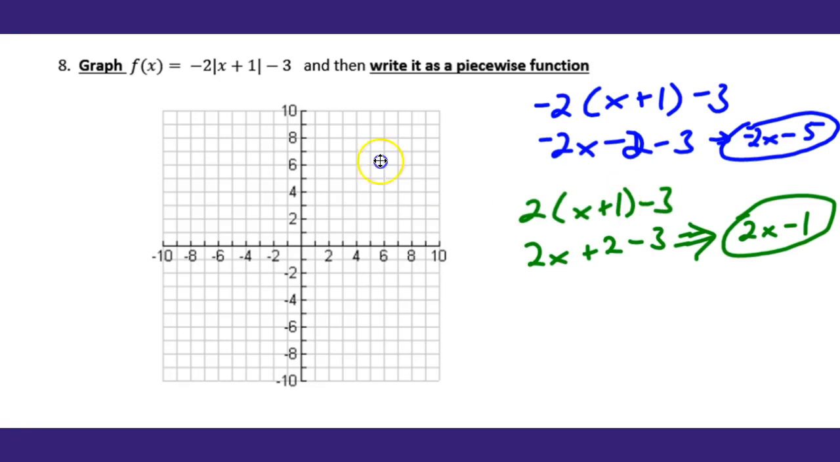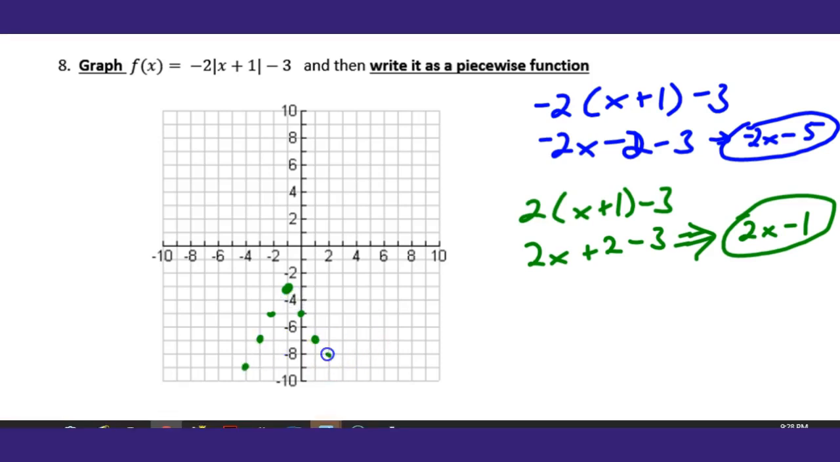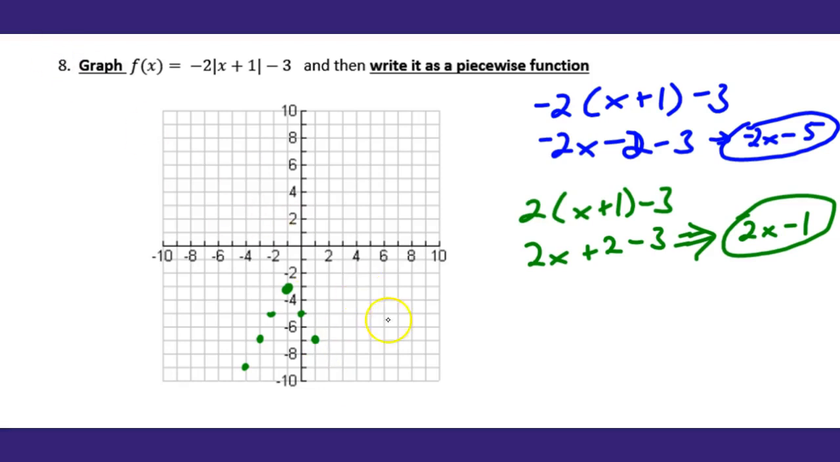Now, using this, we're going to put our vertex on here real quick. Our vertex is at negative 1, negative 3. Right there, there's our vertex. And it opens down because of the negative right here. Bad spot. There we go, right there. We will connect right there and right there.